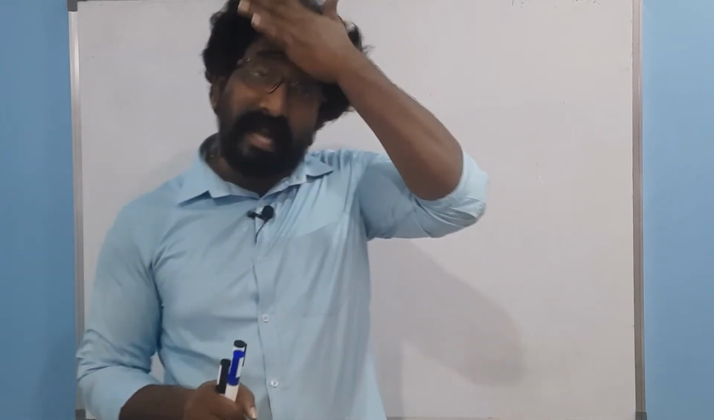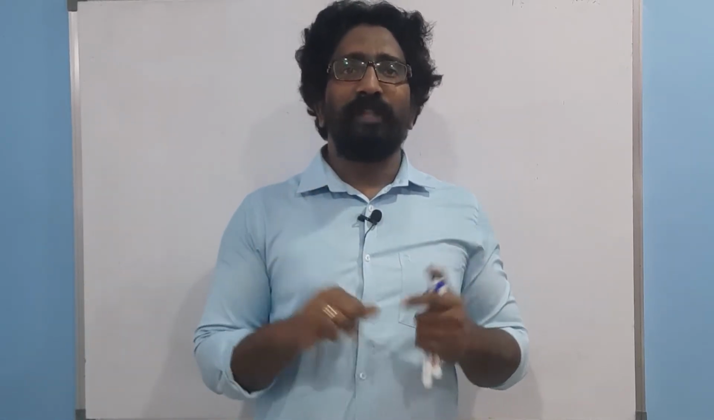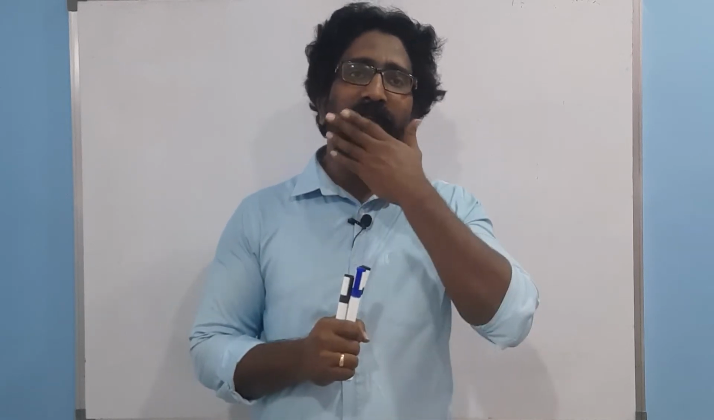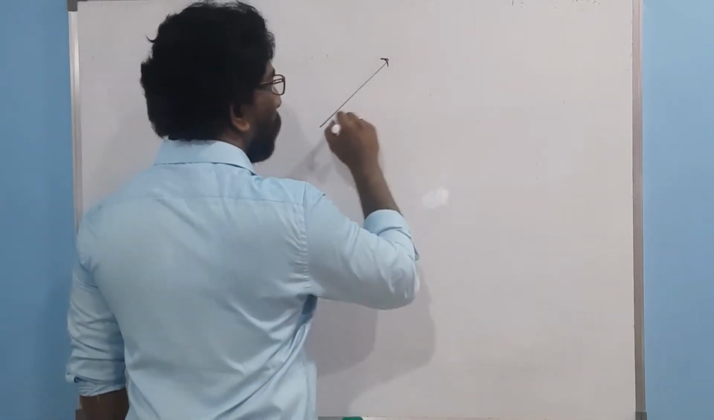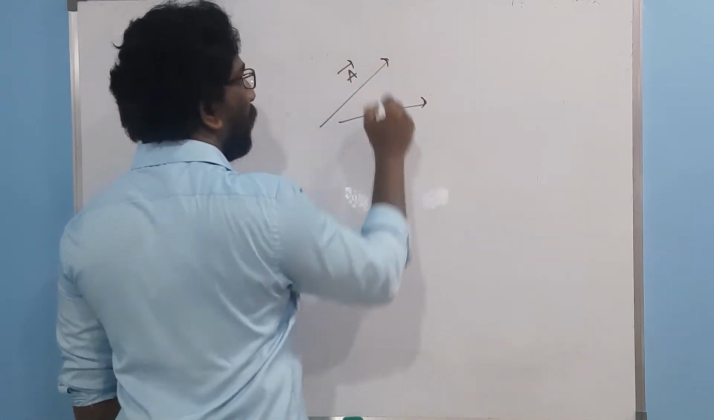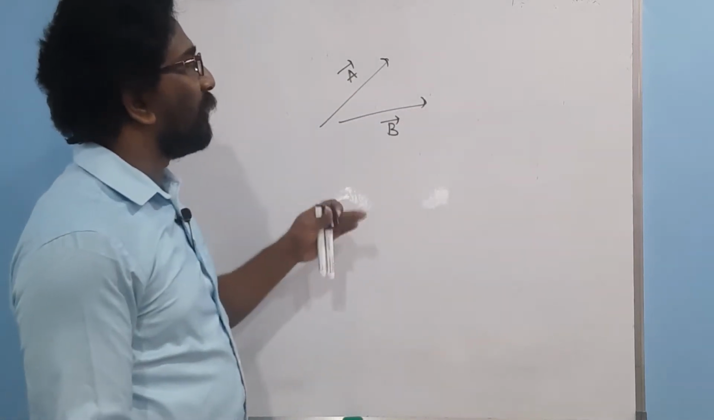See now, if you have two vectors in the same direction, then the addition is possible. Then my question is, what if the directions are different? What if the direction of two vectors are different, and how do we add those two vectors? Let me say these are my two vectors, vector A and vector B. How do we add these two vectors?